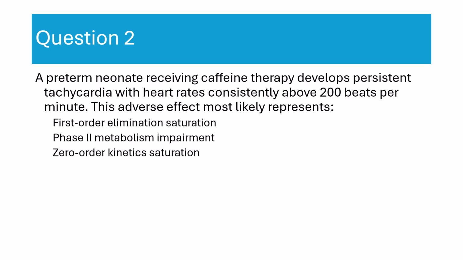Zero-order kinetics saturation is correct because caffeine follows zero-order kinetics in neonates, meaning a constant amount, not percentage, is eliminated regardless of concentration. When caffeine accumulates beyond the neonate's metabolic capacity, toxic effects like tachycardia occur. First-order elimination saturation is incorrect terminology. First-order elimination means a constant percentage is eliminated, which doesn't become saturated. Phase 2 metabolism impairment is incorrect because caffeine is primarily metabolized through phase 1 CYP450 pathways, not phase 2 conjugation.